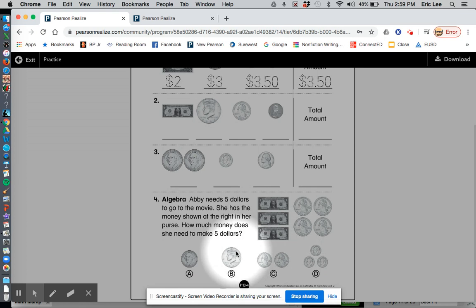Then down at the bottom in number 4, it says Abby needs $5 to go to the movies. She has the money shown on the right in her purse. So she's got this much money over here. How much money does she need to make $5? So she has $1, $2, $3 plus 4 quarters. Remember last time we talked last week, 4 quarters equals another dollar. So that's $4. How much more money does she need to get to the movies for $5? But you got to figure out, well, which is the way that they showed that correctly.